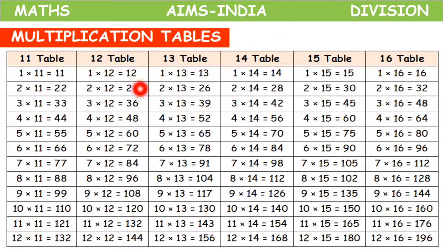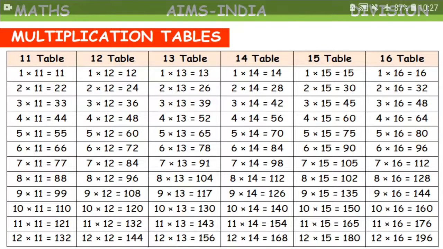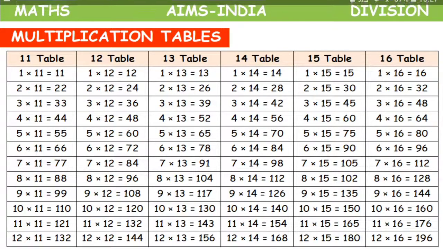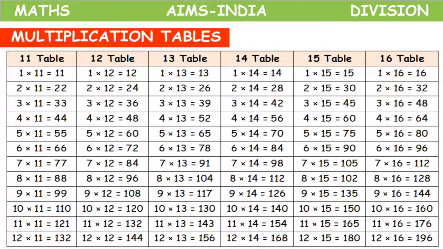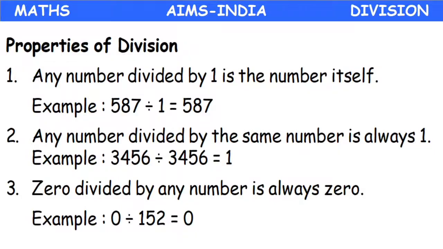We have multiplication tables here from 11 till 16, and in this chapter we are going to learn how to multiply two-digit numbers and how to divide by two-digit numbers. So you need to memorize these two-digit tables 11, 12, 13, 14, 15, 16, and also the other numbers. I think for your class till 16 table is enough. So it is important that you memorize these tables.